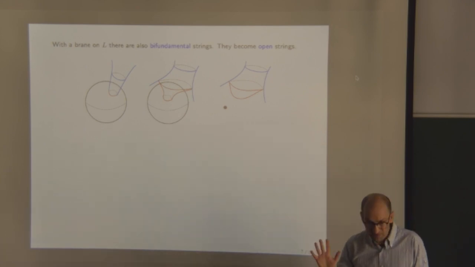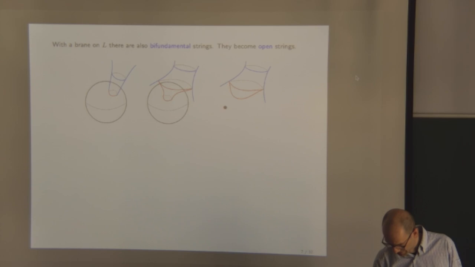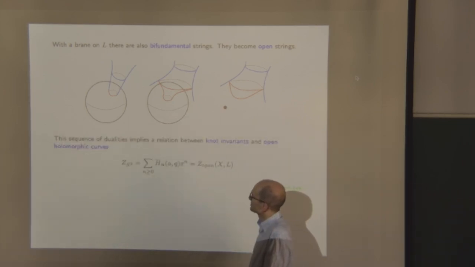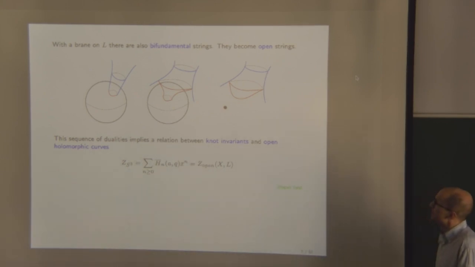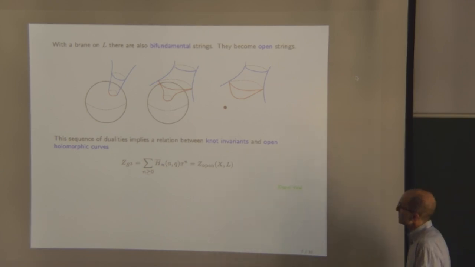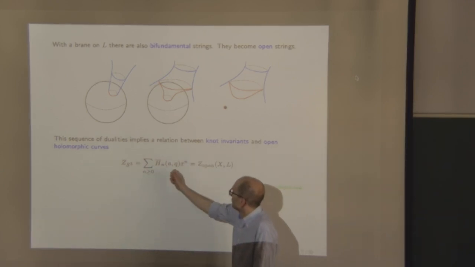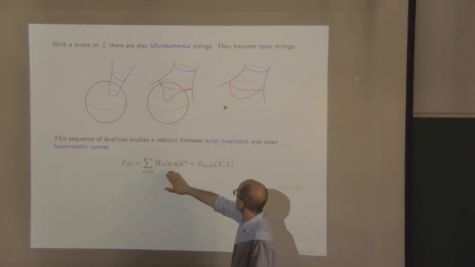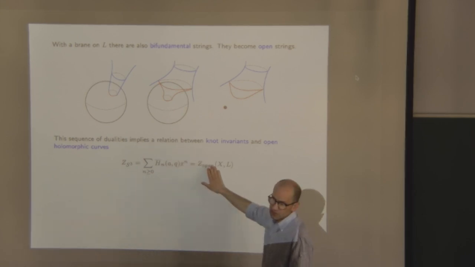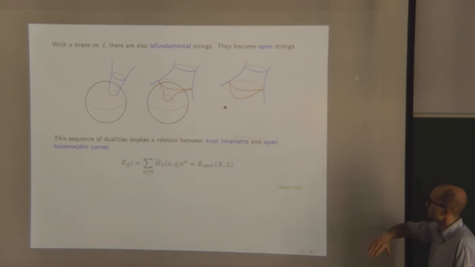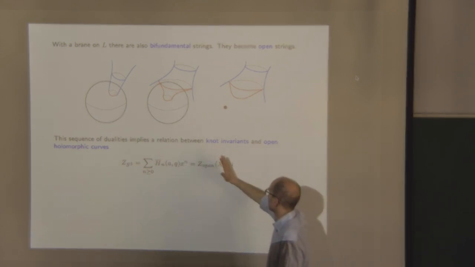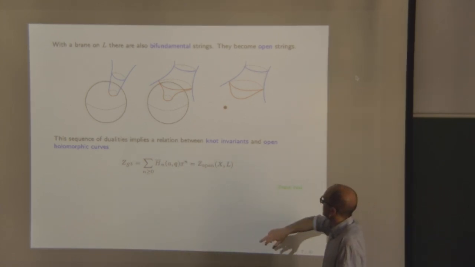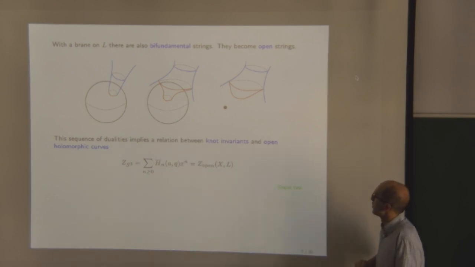Okay? So it's a very brief review of something that was already mentioned in the previous talk, but the main point for the purpose of this talk is that this is a sequence of dualities that implies a relation between the generating function of HOMFLY-PT polynomials, colored by, say, symmetric partitions for now, and a certain enumerative problem, which is counting open Gromov-Witten invariants, or the open topological string partition function in the resolved conifold with the Lagrangian brane.